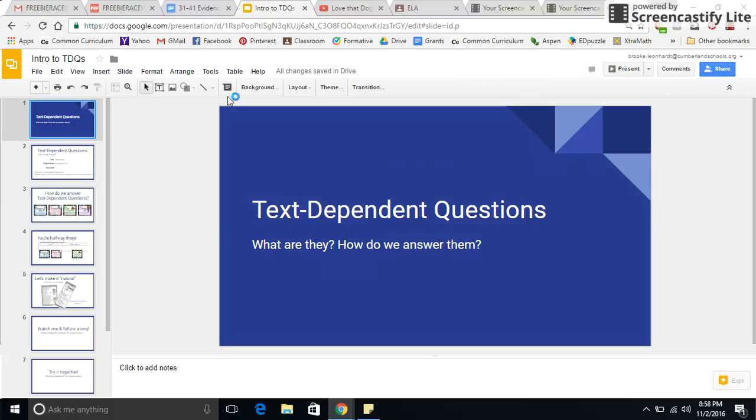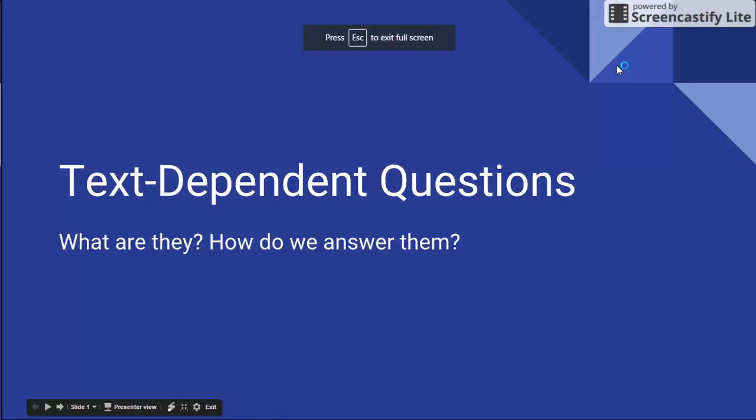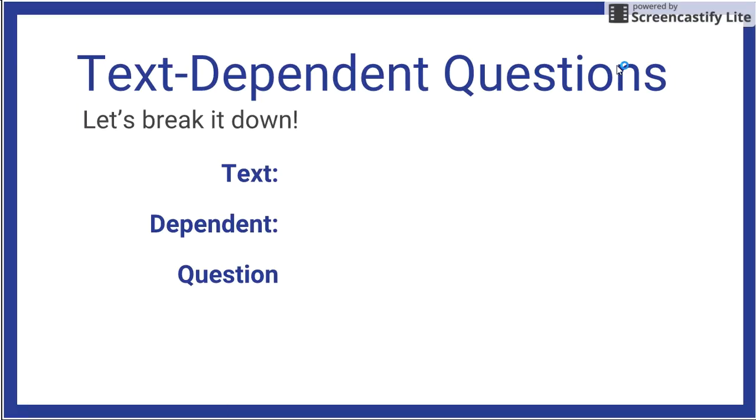Hey boys and girls, today we're going to be talking about text-dependent questions. What are they and how do we answer them? Well, let's break it down. There are 3 words in that term, text-dependent questions. On your sheet of paper, you'll also see these 3 words put together, kind of like a math problem.